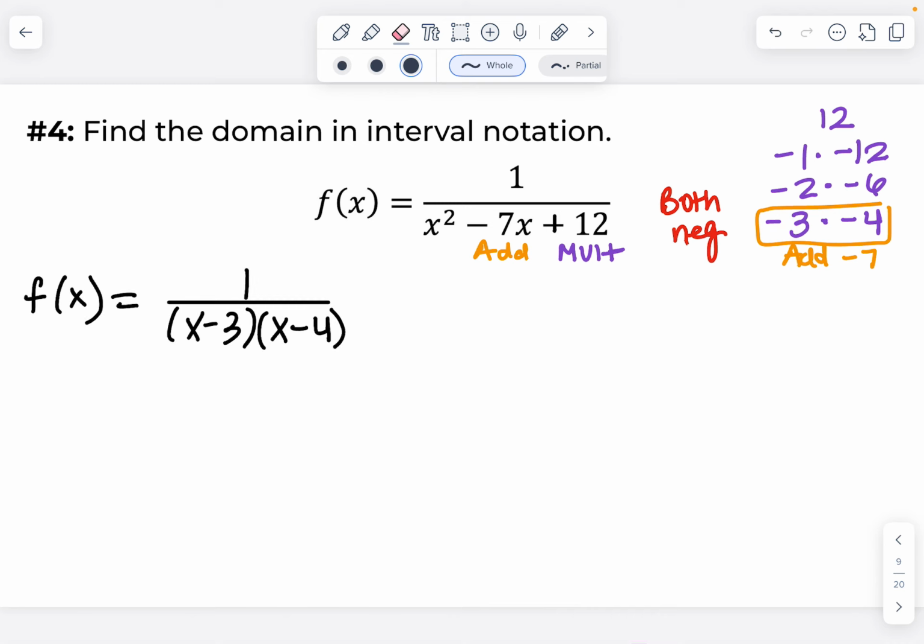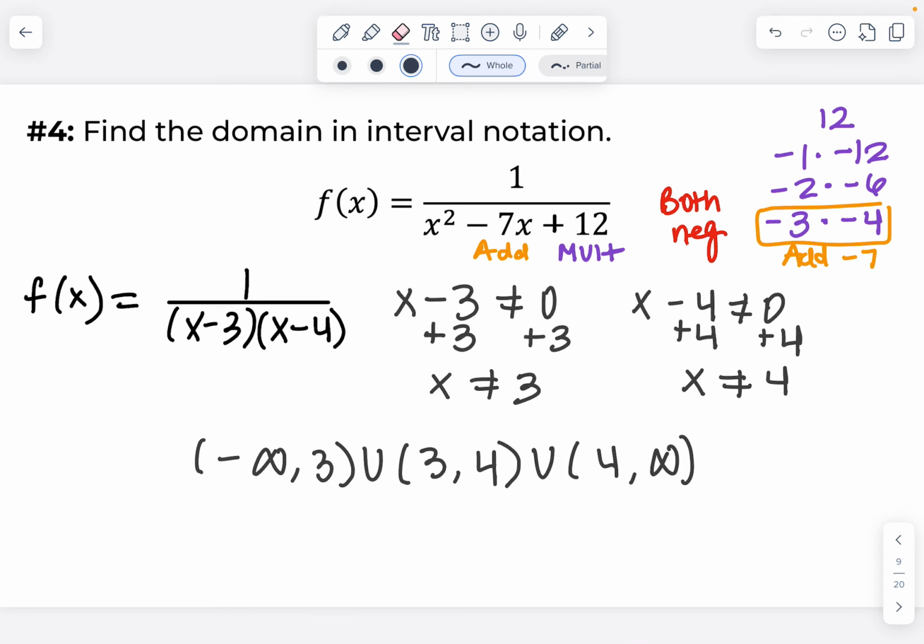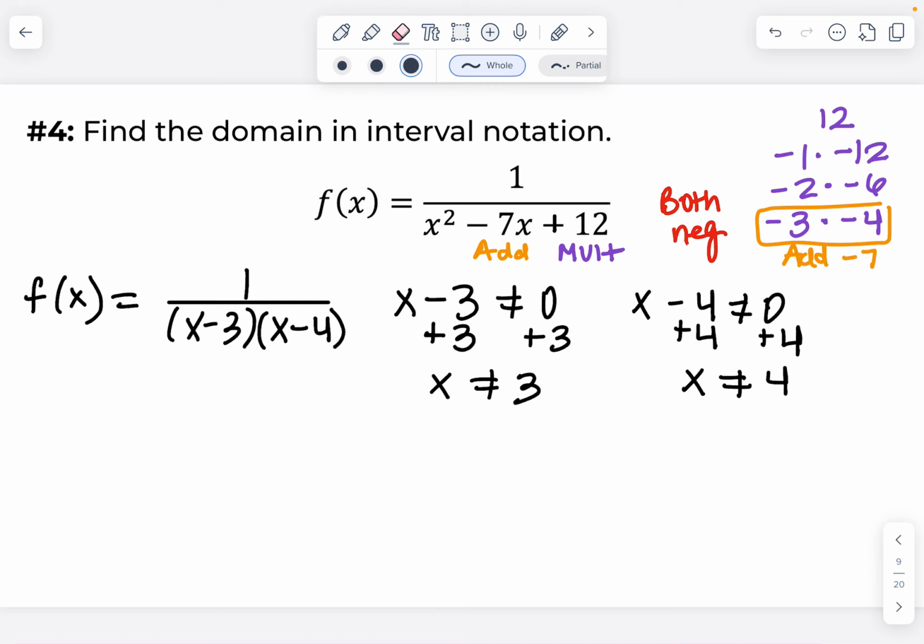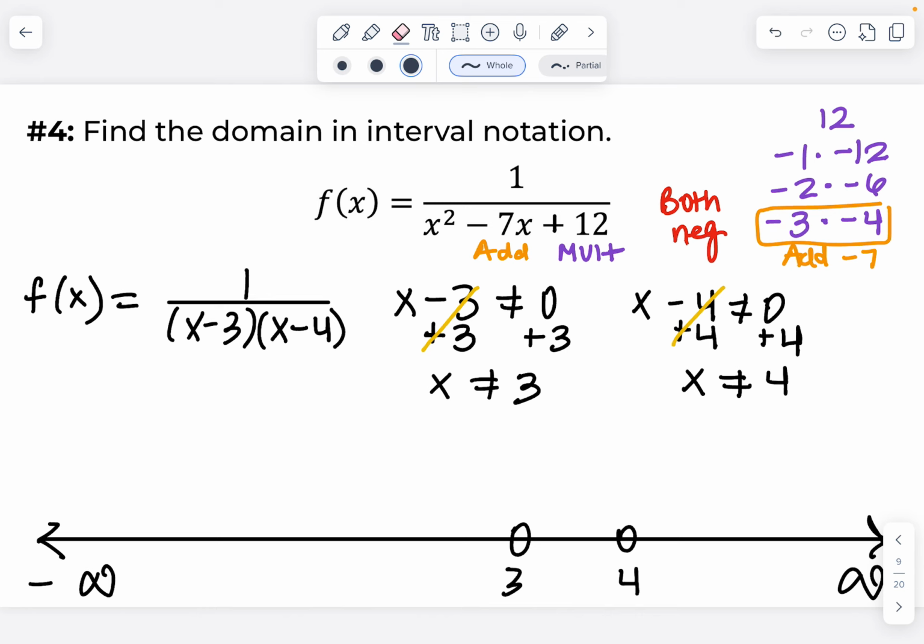Okay, so for this one, this is what that function looks like if we rewrite it with the factored denominator. From there, we can take each piece in the denominator. So we've got this piece right here that we set not equal to 0, and then we've also got this piece right here to set not equal to 0. When we do that, on this first one we add 3 to both sides, so we get x cannot equal 3, and then over here we add 4 to both sides, we get x cannot equal 4. From there, we can do our number line.